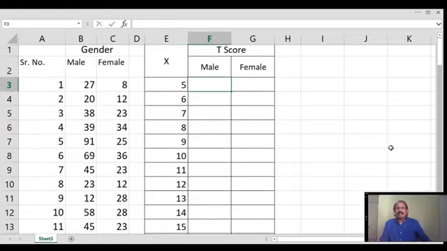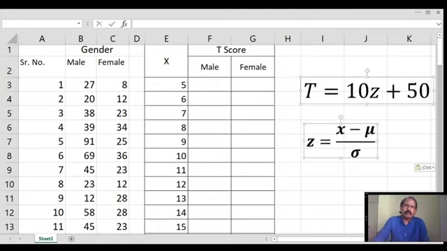Now, first of all, we find the T-score for X equals 5 for male. And friends, there is no special function to find the T-score for X in Excel. For that, we have to convert the statistical formula of T into Excel form.